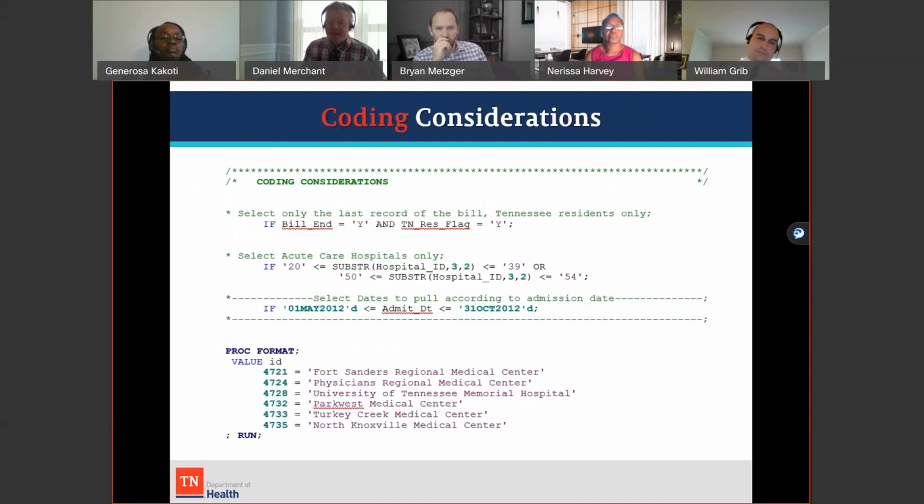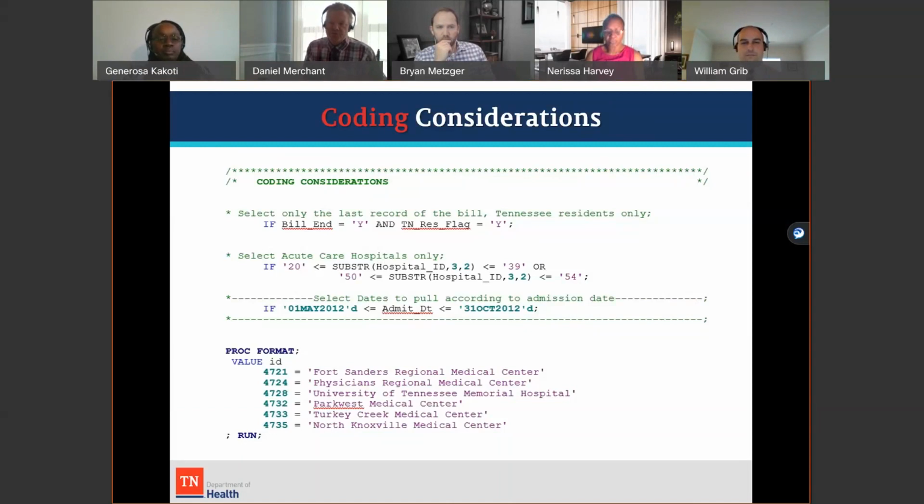Coding considerations. This is pulled from an old program I did from the 2012 data. If you're programming, great care needs to be taken. You want to make sure that the bill end is coded Y, which indicates the last record of a multi-record bill, otherwise there could be double counting in your counts. In this example, we just pulled Tennessee residents; that may or may not be the case for you. By type of hospital, acute care hospitals only fall within a certain range, so we look at the substring of the hospital ID, the final two digits. You can also look at a range of hospital dates. Say if you're pulling heat stress cases, they would only occur in a certain time of year.